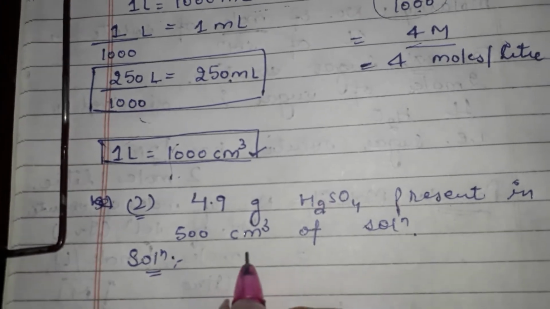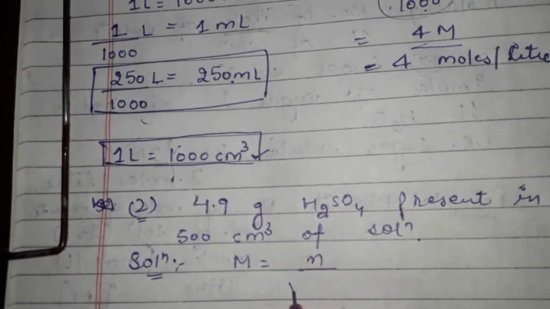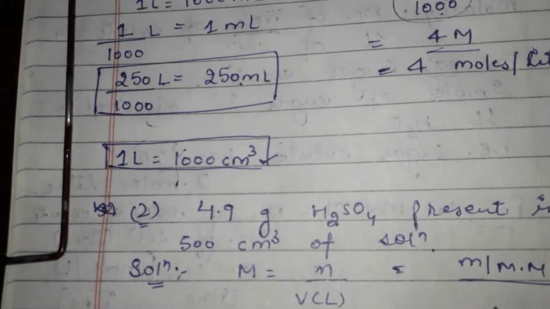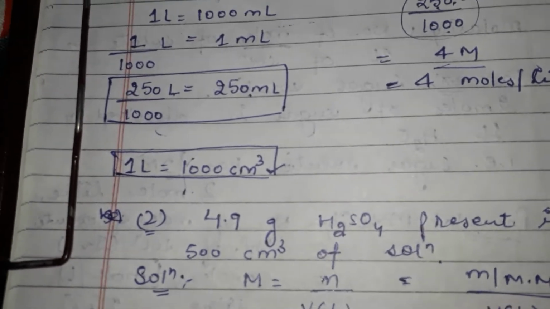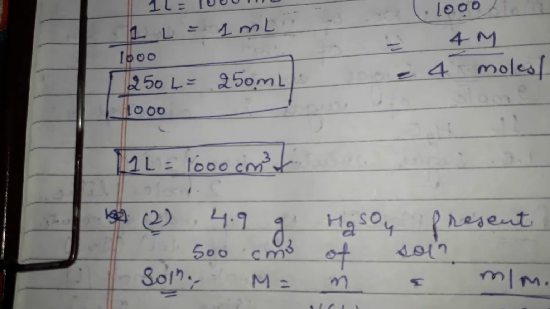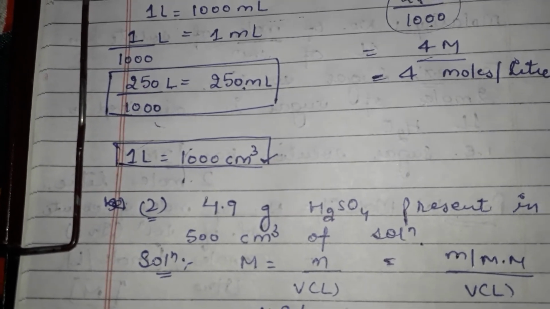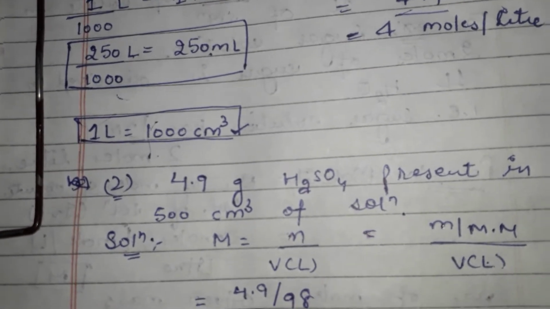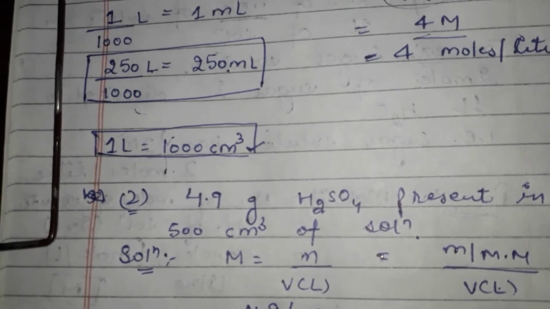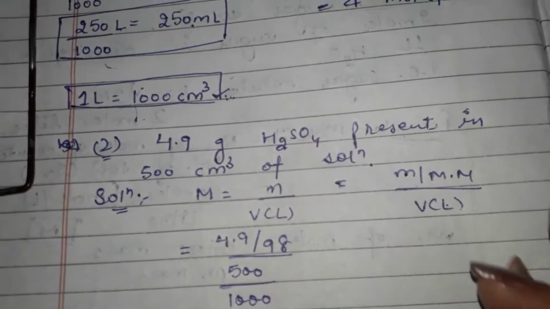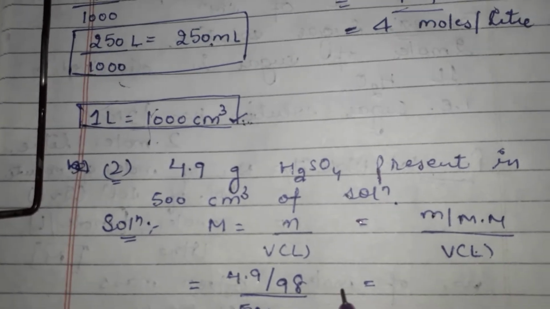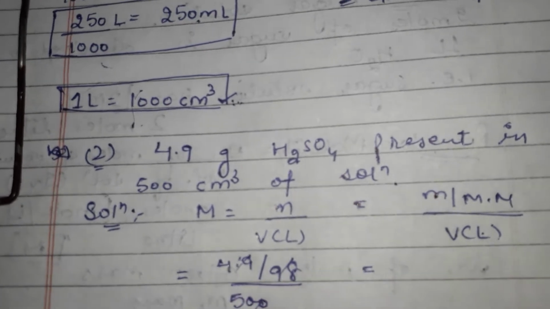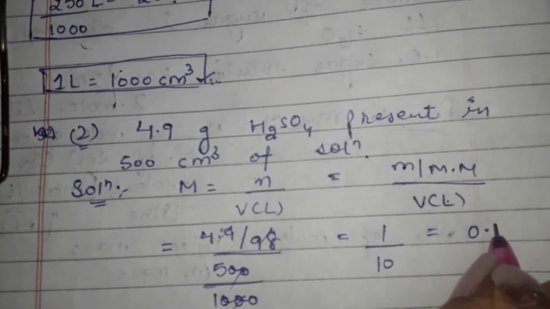Here again we'll write molarity is equal to number of moles upon volume in liters. Number of moles is given mass upon molar mass, upon volume in liters. Given mass is 4.9. When we calculate the molar mass of sulfuric acid, it comes out to be 98, and volume will be 500 upon 1000 using this unit conversion. Okay, so when we cut it out, it will be 1/10, that is 0.1 molar.